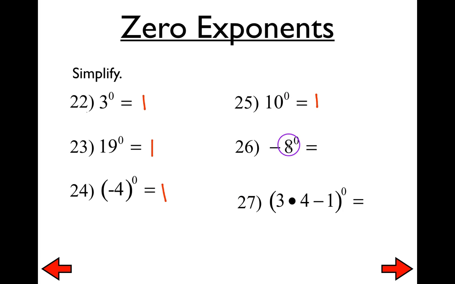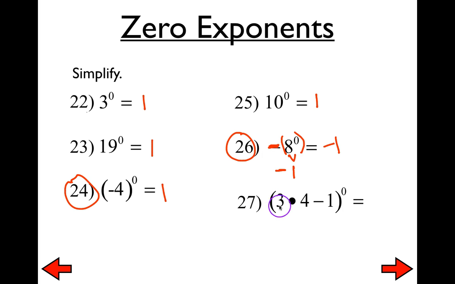Here, is my base positive or is it negative? Well, it's actually positive because there's no parentheses. So what you would have to do is first look here. 8 to the zero power is 1. Then you would have to bring down this negative, and it would give me negative 1. So notice the difference between 26 and 24. Okay, here my base was negative, it didn't matter, it's going to give me 1. But in this case, my base was positive, but I had to distribute a negative afterwards.